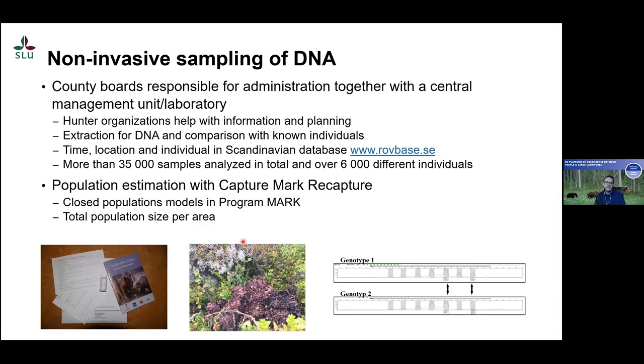We use extraction of DNA for species identification, sex and individual, and we compare that with a database of known individuals. So in total, we have collected more than 35,000 scat samples, and we have over 6,000 different individuals in the database. But going from the number of found individuals to population estimates, we use capture-mark-recapture methods. And we used closed population models in program MARK that is freely available to estimate the total population size for each area in these different events.